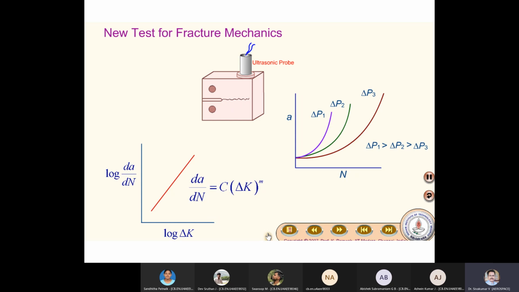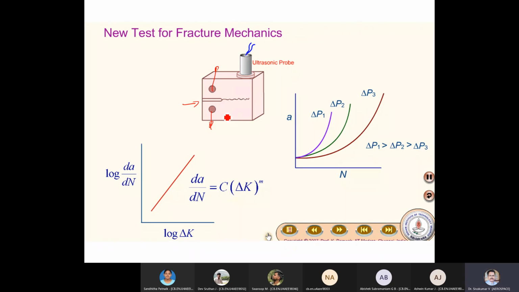Okay, so you can see here the new test for fracture mechanics. This is a component. Your component has an initial flaw. Okay, you can see here, this is the initial flaw. Then after you apply the load, the crack grows here. This is the crack growth.